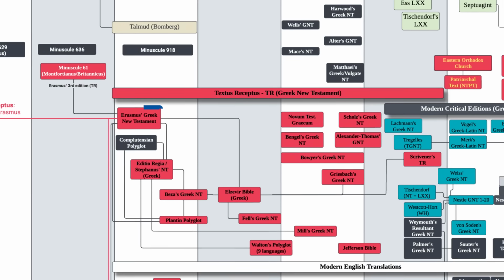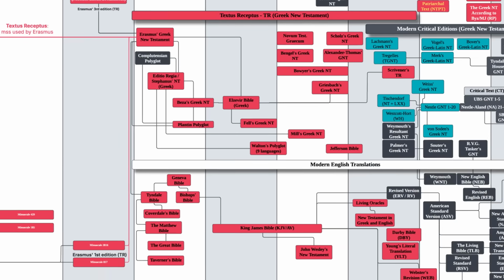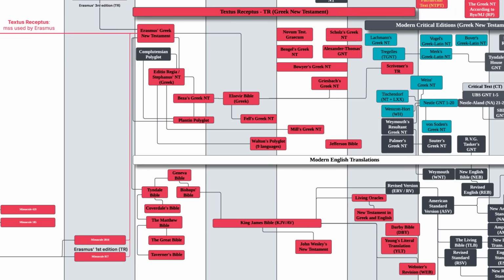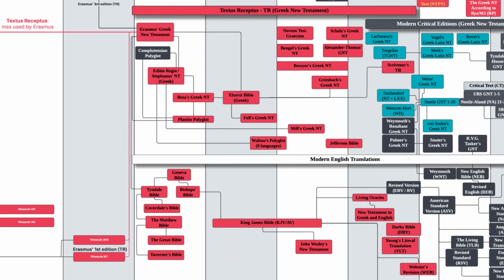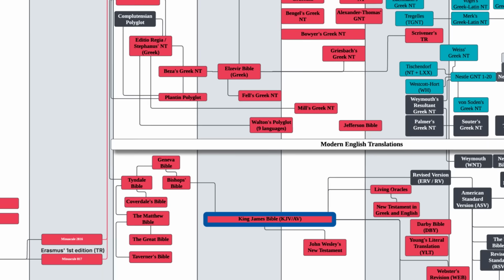See all these red boxes with black text from 1500 to 1900? Well, all of them are ultimately based on Erasmus's work, and therefore all of them fall under the Byzantine text type. Most notable is the King James Version, produced in 1611.